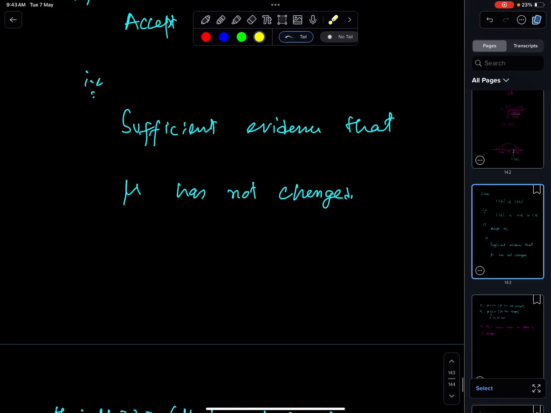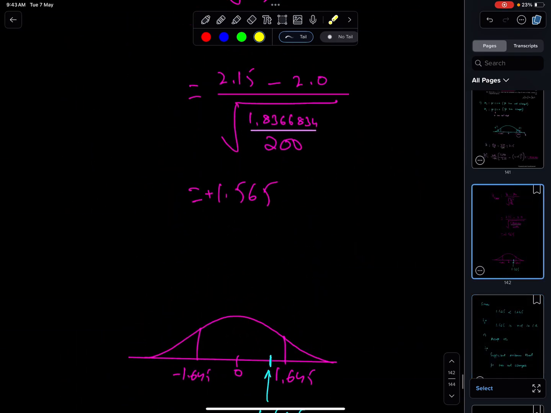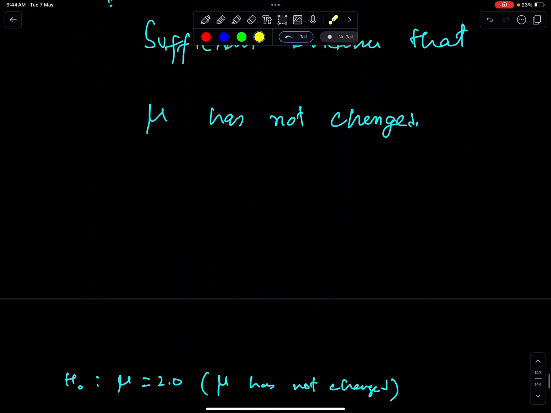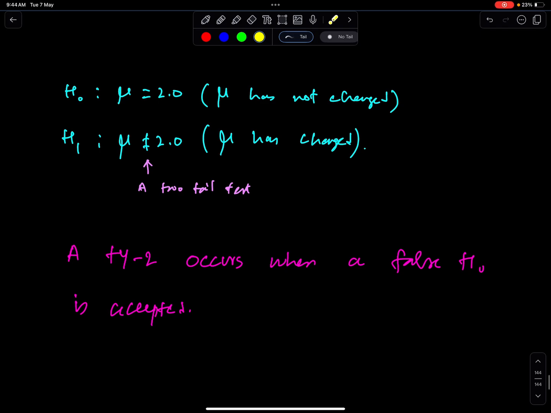Now, the next part of this question, which is very important, type 2 error. You may now assume that the population variance is 1.85. The inspector weighs another random sample of 200 bags and carries out the same test at 10% level. State the meaning of a type 2 error in this context. Very simple. Now, let's learn how to explain type 2 error in words in the context of the question. First, understanding the meaning of type 2 error.